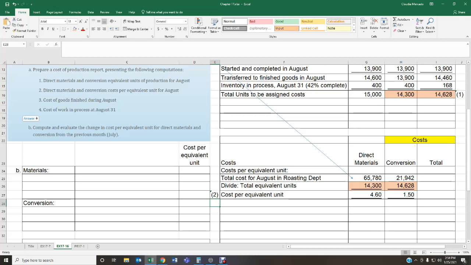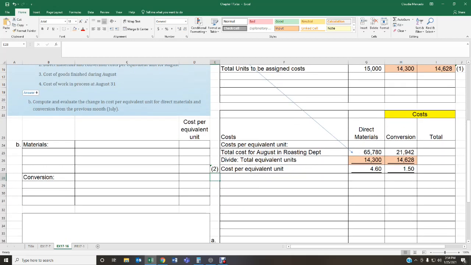Okay, now we have to move on to the cost of goods finished during August. Okay, so now we're going to assign our cost. Okay, costs assigned to production.